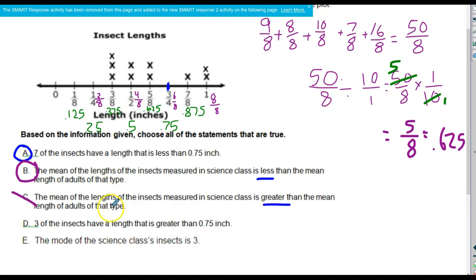Taking a look at letter D, it says 3 of the insects have a length that is greater than 0.75. Here's where 0.75 is. I've already pointed that out. So I have 1, 2, 3 insects that have a length that's greater. So D is my answer. And then finally, letter E, the mode of the science class's insects is 3. Well, let's check it out. Here's our mode. There's 3 insects in that mode, and it's 3 eighths. So the mode is not actually 3. It's actually 3 eighths. So I can't say that it's E. So my answers here are A, B, and D.